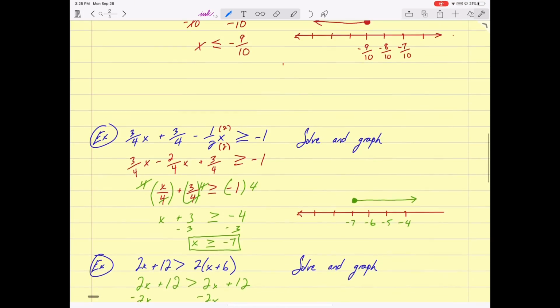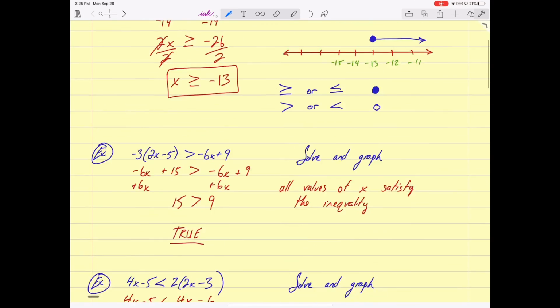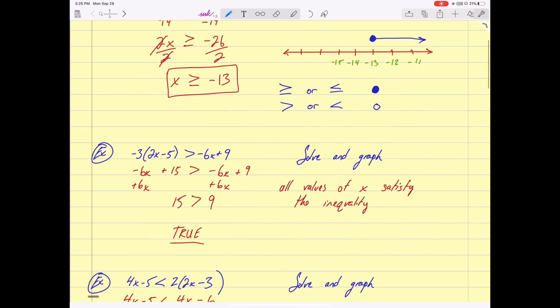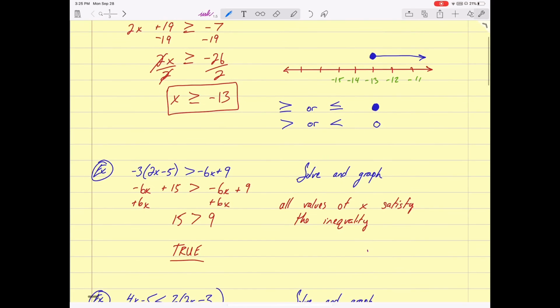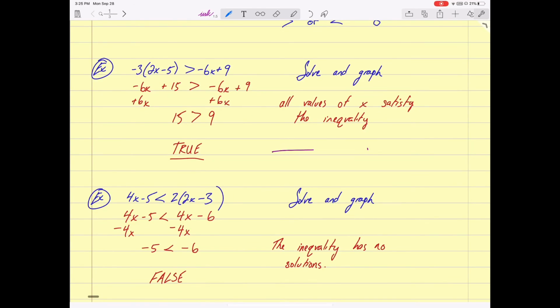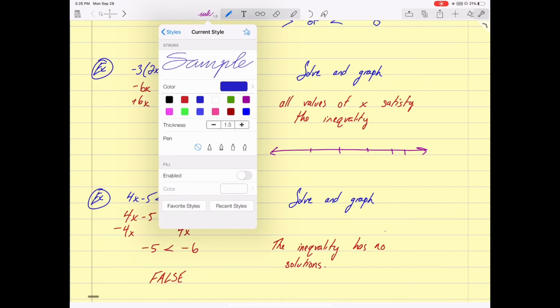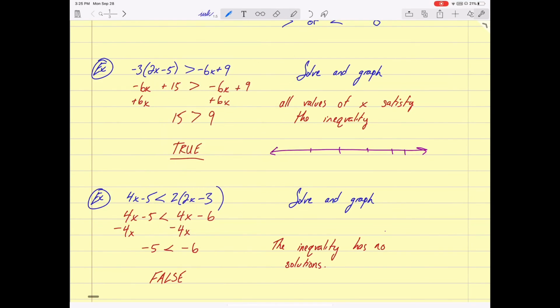Actually, let's go back to one that is, because I think you can graph ones that are all real numbers. I said you couldn't, but you can. So it's this one. So this was true, 15 is greater than 9. So the way to show that on a graph would just be, it's kind of a ridiculous thing to do, but here would be the solution. It would just be an arrow in both directions with no points on it.